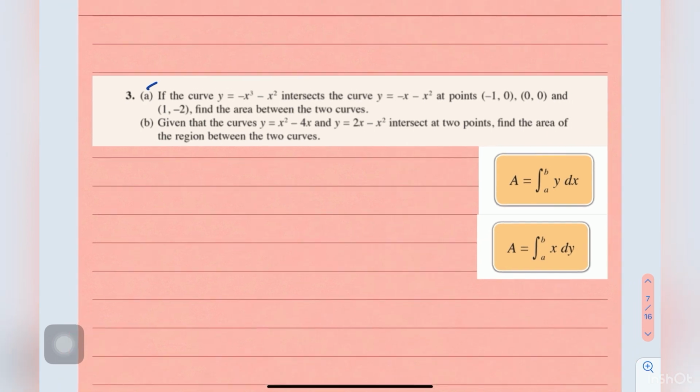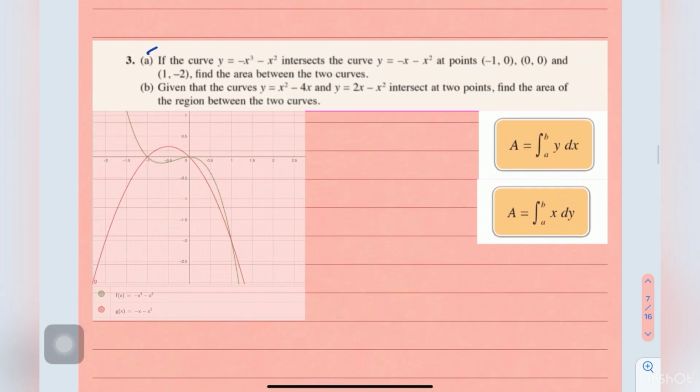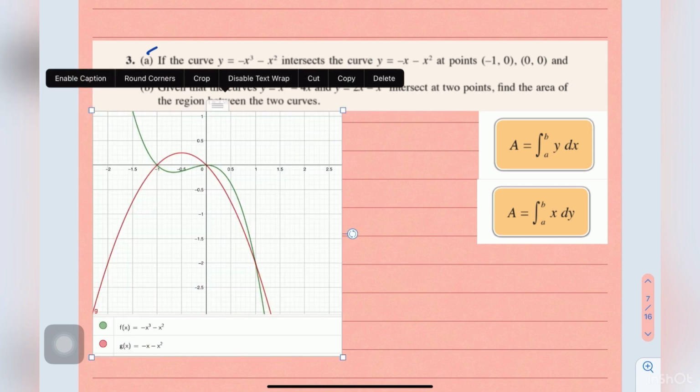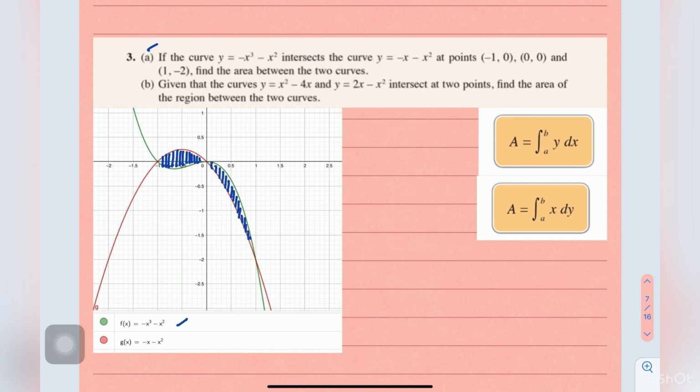Okay, so now by using GeoGebra, I draw these two curves. The green one is y equals negative x cubed minus x squared, and the red one is negative x minus x squared. We need to find the area between the two curves, meaning the area is this one and this one. To find this shaded region, you need to find the area separately one by one.